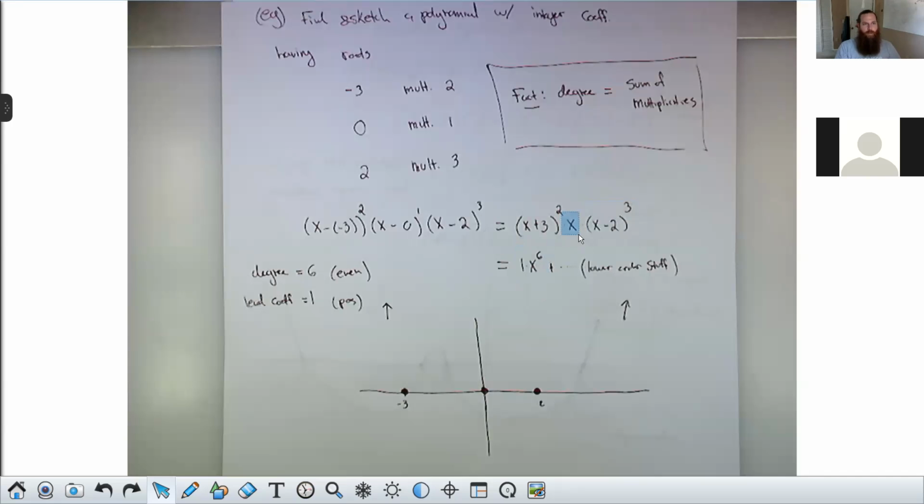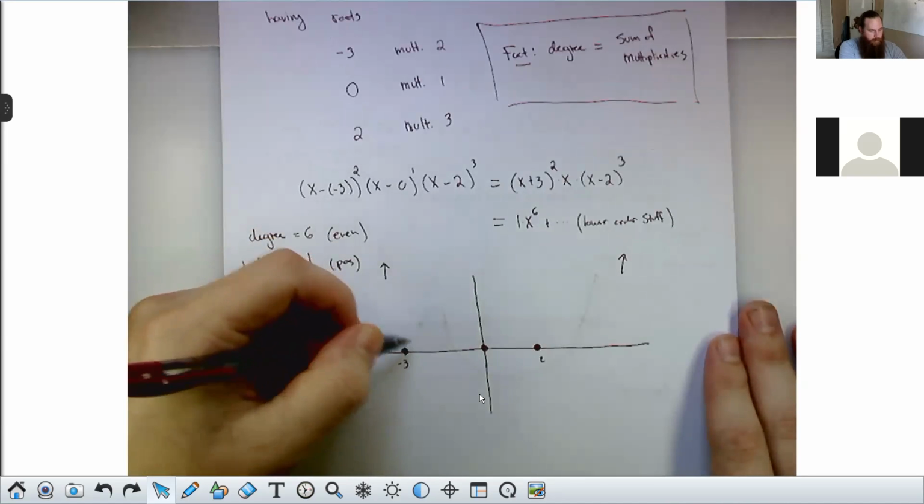If this was a 2x, then the lead term would be 2x to the 6. Or if this was 3x plus 9, then the lead term would be 3x to the 6, and so on. All right, everybody comfy up to this stage, where we have the degree and the lead coefficient? Because from there, we can draw our graph.